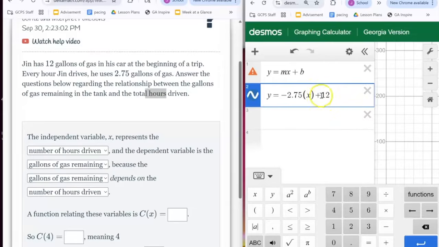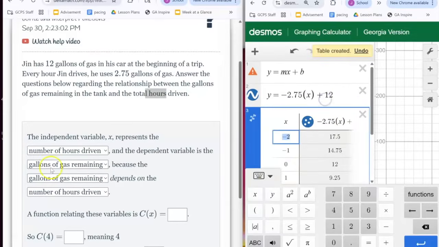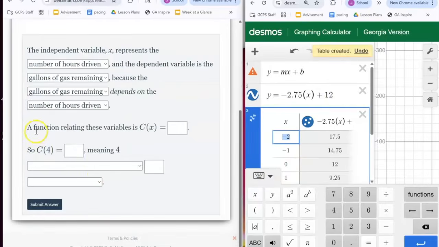All right, so I'm going to put the X back in here so I can make it a table so we can see whatever questions it is answering. Write a function using capital C in terms of X. So when I write it in terms of X, C of X equals negative 2.75, and I'm using X because it says in terms of X, plus 12. So that's my function.